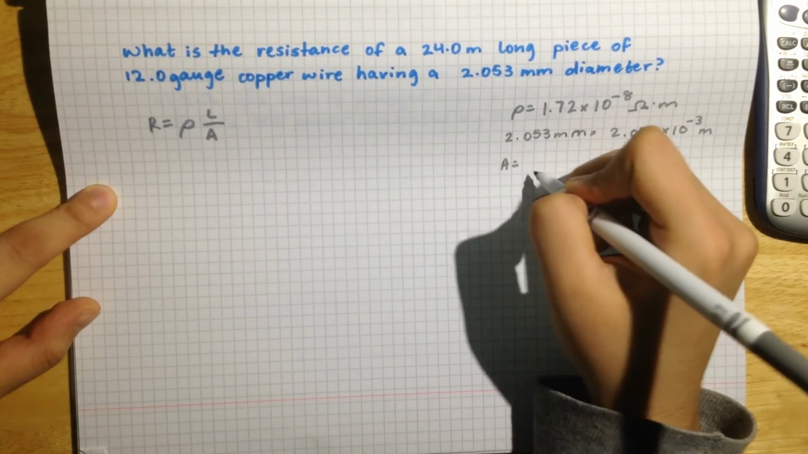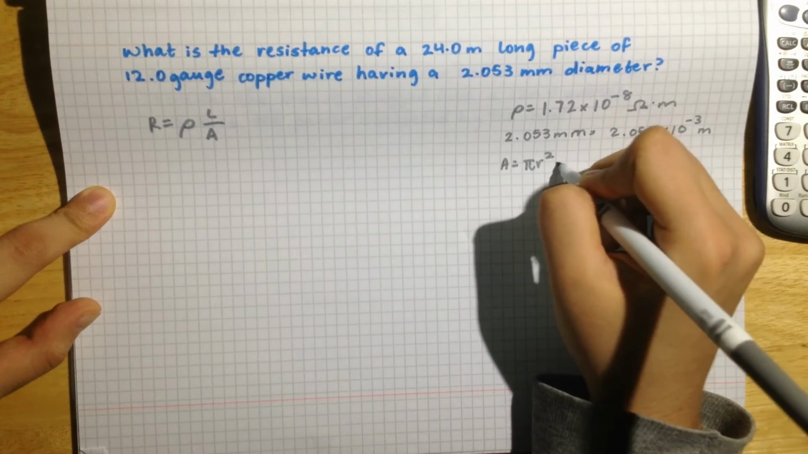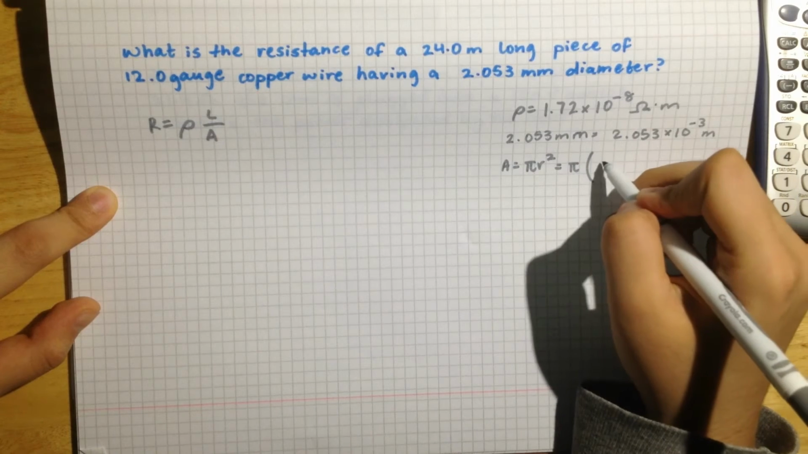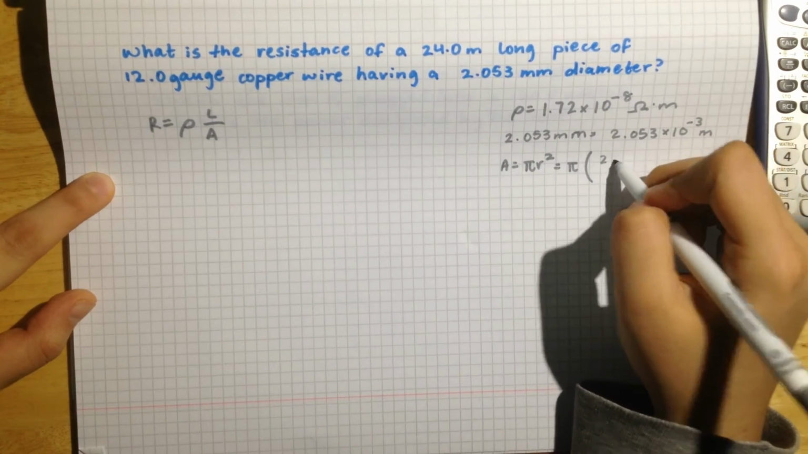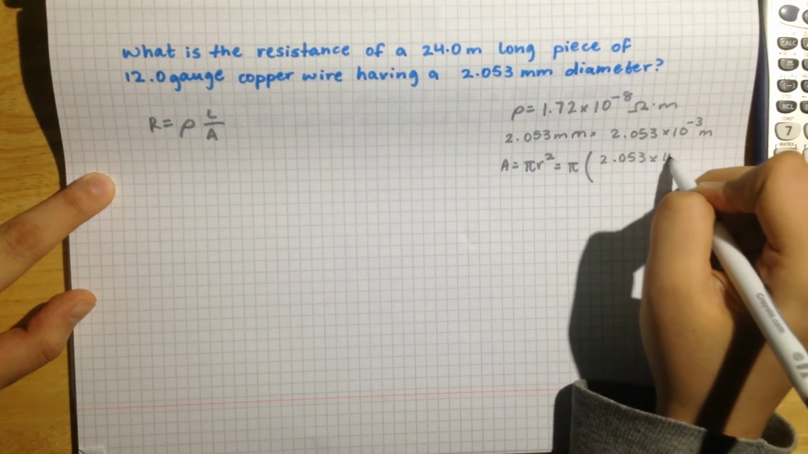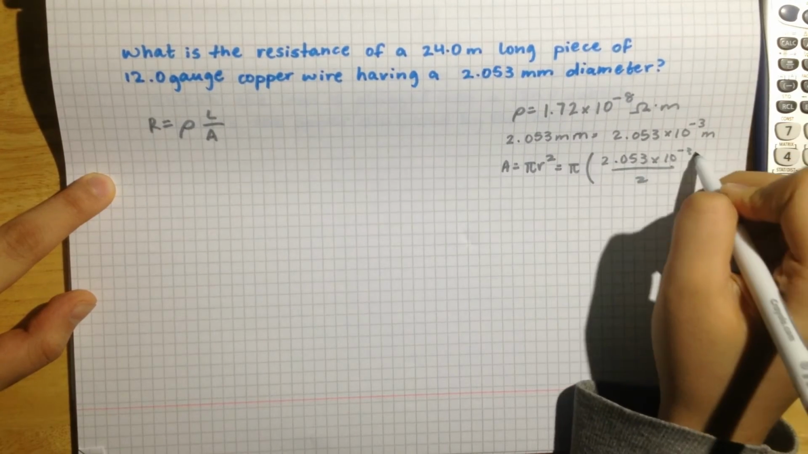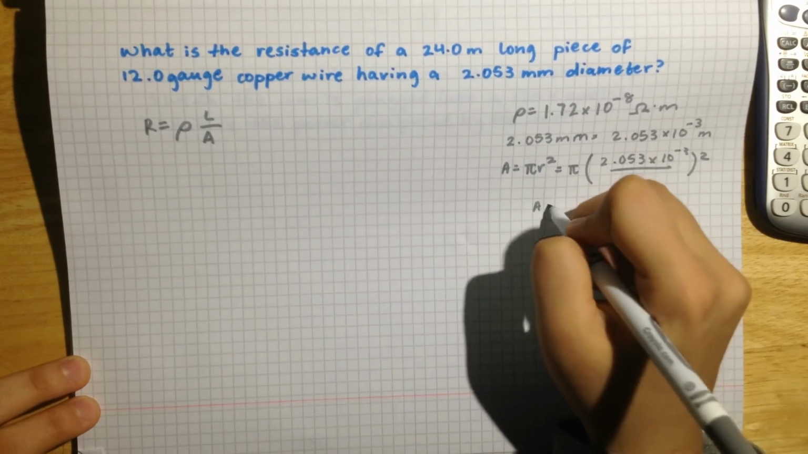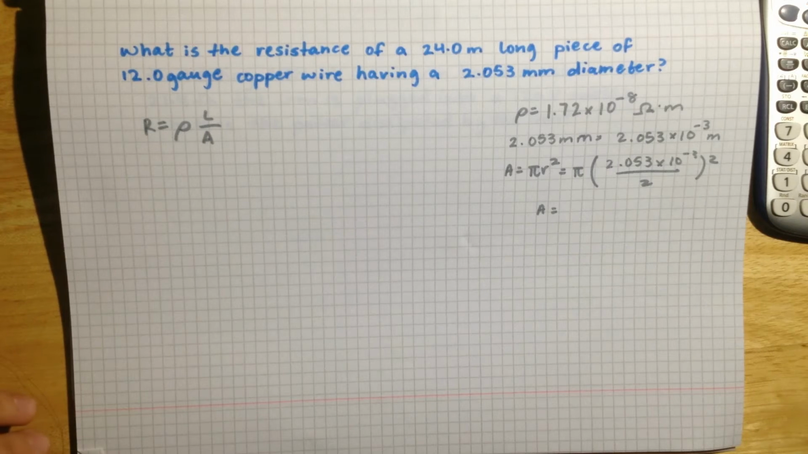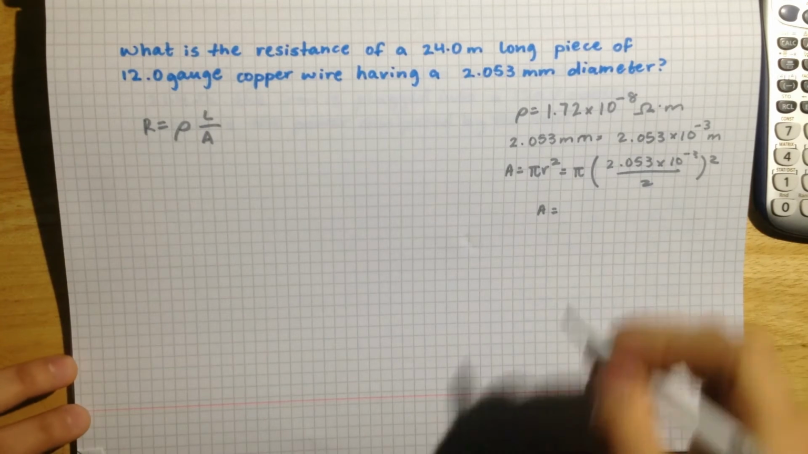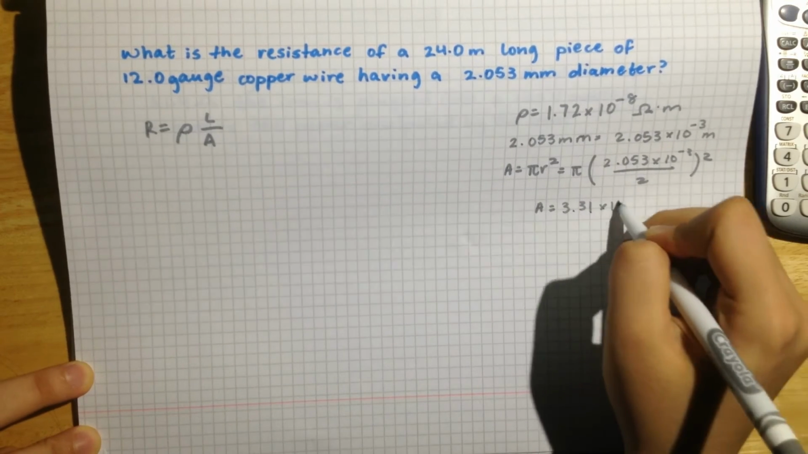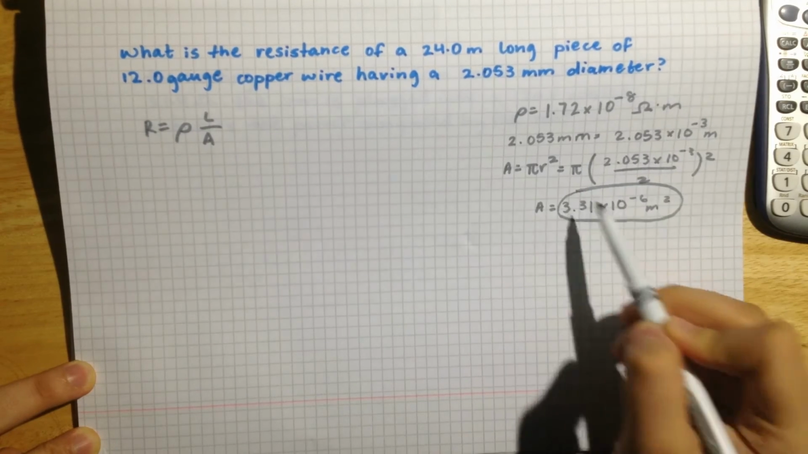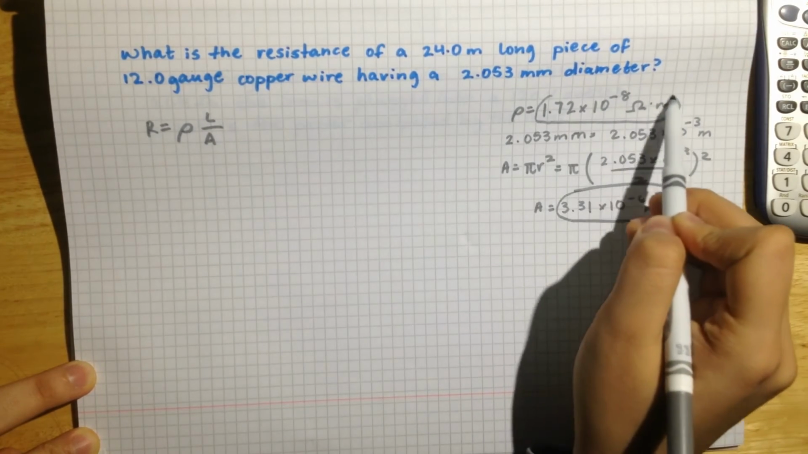The area is equal to pi r squared, so that will be pi times this diameter divided by 2 squared, because half of the diameter is the radius, so 2.053 times 10 to the negative 3rd divided by 2 squared. And when we put this into the calculator, we get the area to equal 3.31 times 10 to the negative 6th meter squared. We are going to use this value for our area and this value for our resistivity.